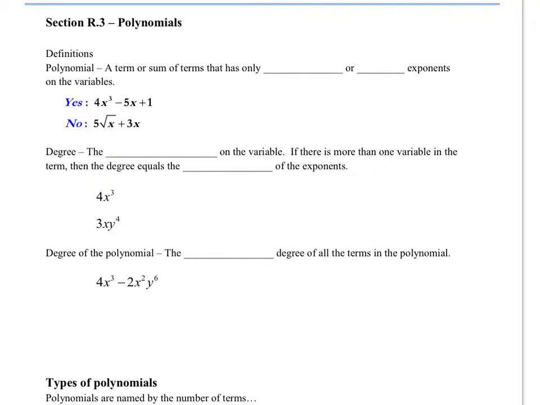Hi everyone, today's video is on section R.3 and it's regarding polynomials. And so we have a couple different vocabulary words and definitions we need to get down, a little tiny bit of practice, otherwise pretty straightforward information here.